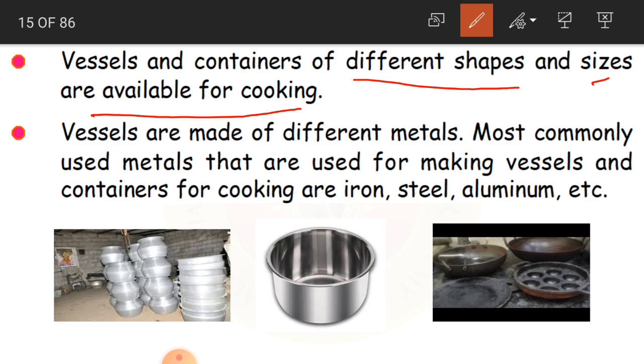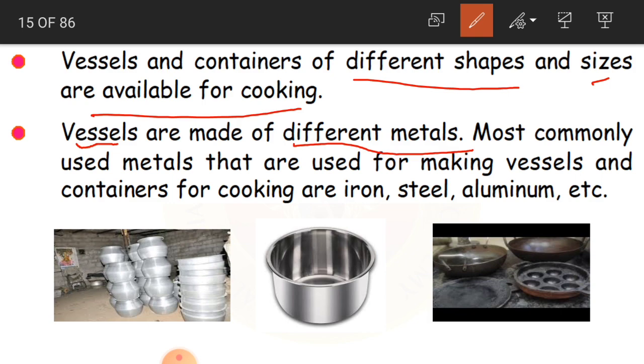Clear, children? Yes. So vessels are made of different metals. The vessels which we use for cooking are made of different metals. What are metals? Like iron, silver, gold, all these come under metals. Steel, aluminium, copper, bronze, all these are different metals.